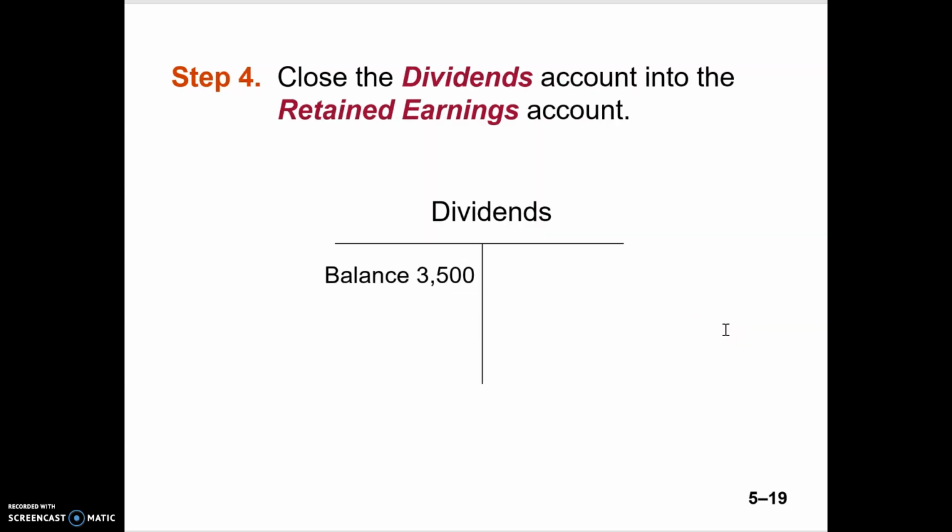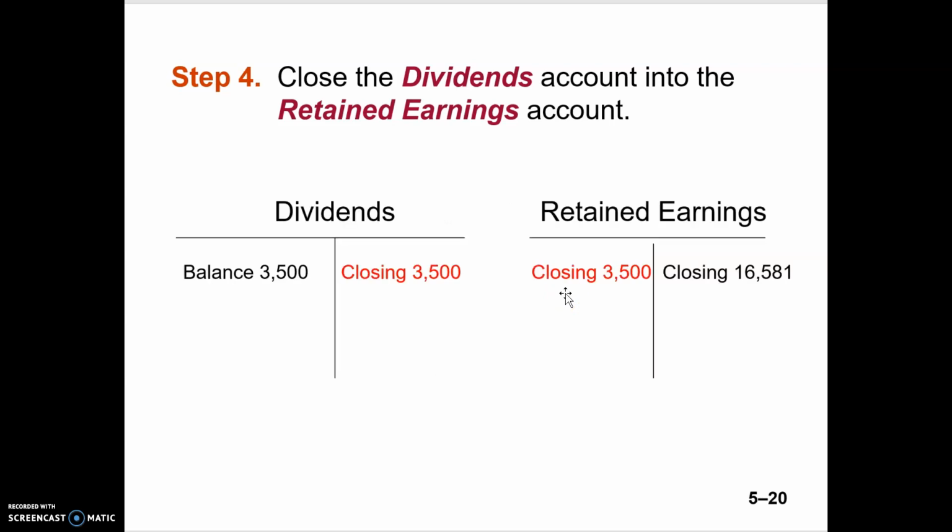Now we need our last closing entry. We need to close dividends. Dividends, right? That's in the word DEAD. Our debit balances, our expenses, assets, and dividends. So dividends has a debit balance of $3,500. We want it to have a zero balance, so in our closing entry, we're going to put $3,500 on the credit side of dividends. Can't have a credit without a debit. Our debit goes to retained earnings. So now dividends will have a zero balance.